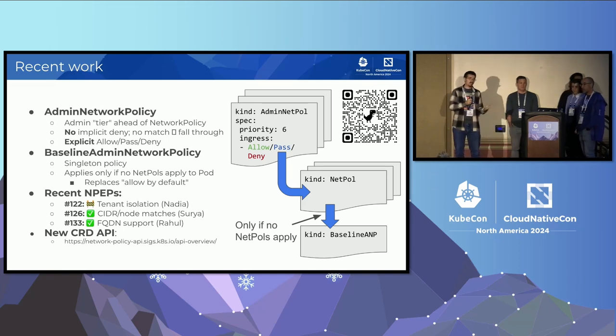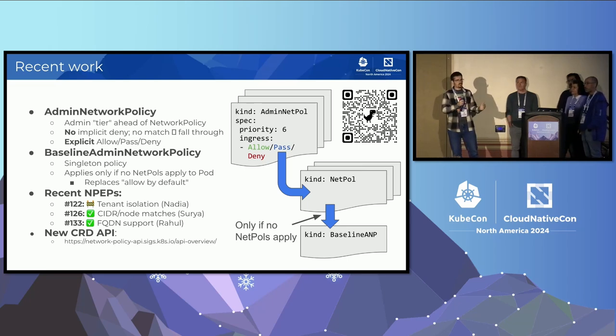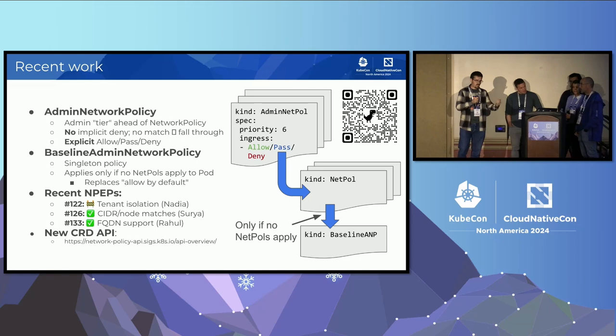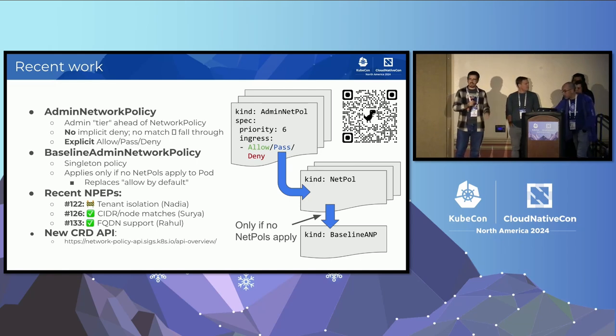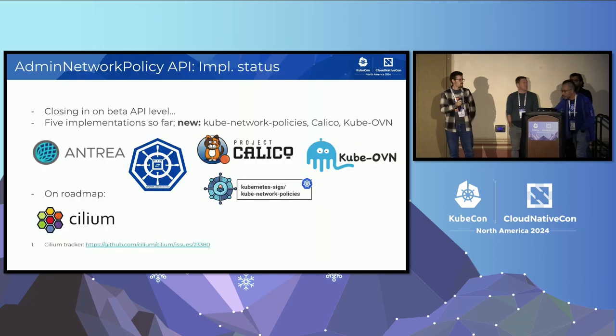The API, as Nadia said, is distributed as CRDs, and the most likely thing is that you'll install one of the CNIs or security providers that supports this, and they'll bundle the CRD with it. So if you install Calico, which is what I work on, we'll be bundling the version of the CRDs that we support, and likewise for the other implementations, which are on the next slide. I've put a link to the APIs there, and the QR code goes to that.